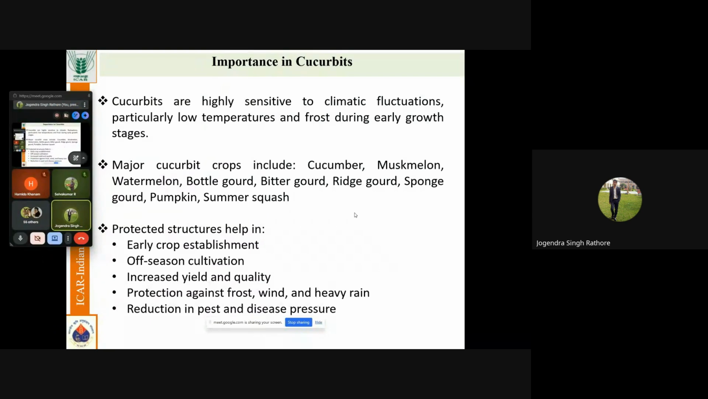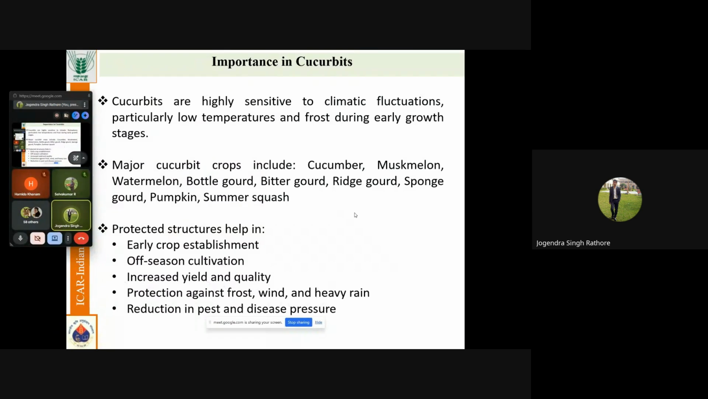Then, the importance of microclimatic modifications in cucurbits. As we all know, cucurbits are warm season vegetables. That means they require a warm, optimum temperature for their growth and development. Cucurbits are highly sensitive to climatic fluctuations. Whenever climatic conditions fluctuate from the optimum, it is going to affect their growth or reproductive phase.